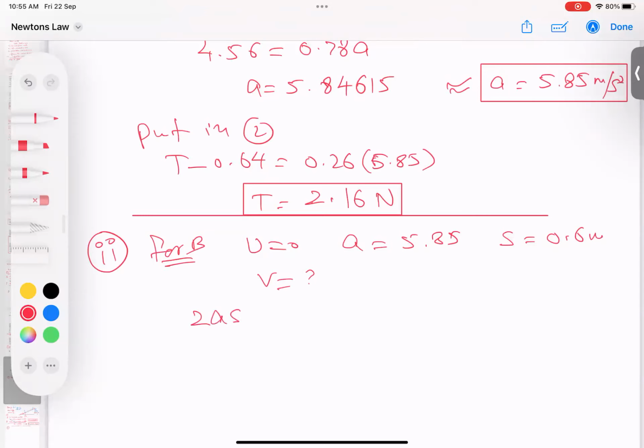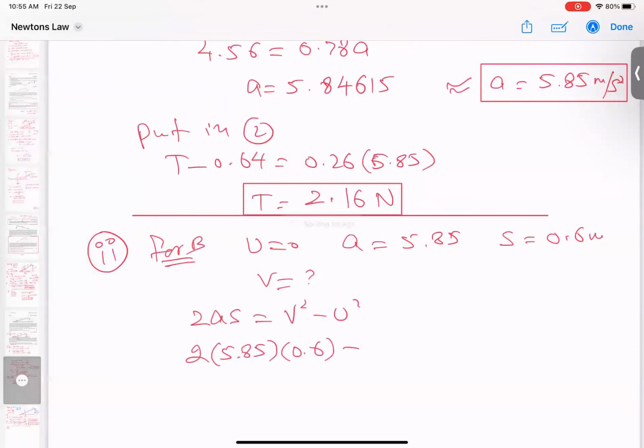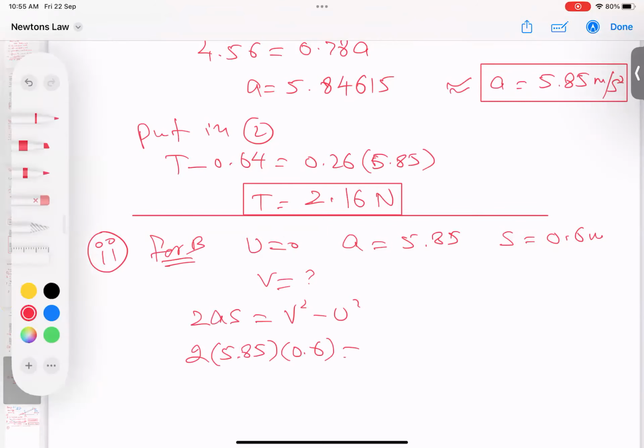So 2as is equal to v squared minus u squared. 2 times 5.85, and s is 0.6. The final velocity is the target, and u is 0. So when I take a root, the velocity is finally 2 times 5.85 times 0.6, and take a root of this. This turns out to be 2.6495, and after rounding I get 2.65 meters per second.